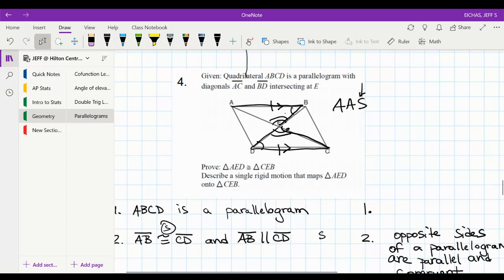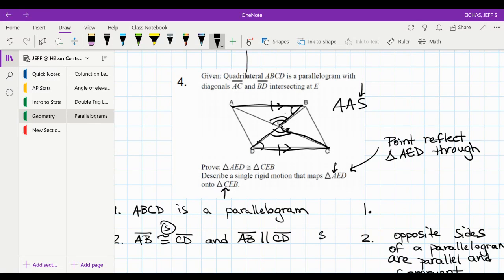Okay, describe a single rigid motion. This could be a point reflection. A would map to C, right? Point reflection. Point reflect triangle AED through point E to map onto triangle CEB. Now that'll work because they are in fact congruent now.